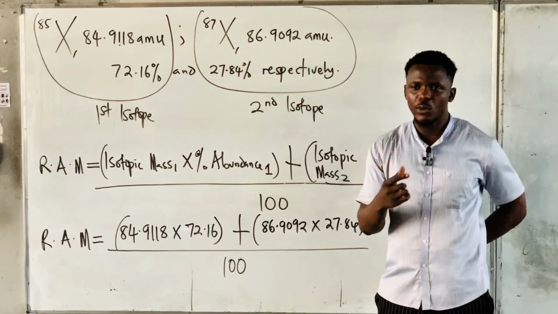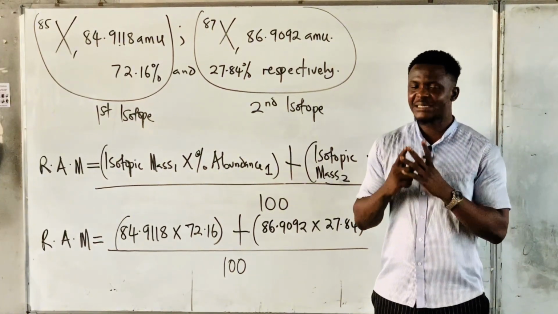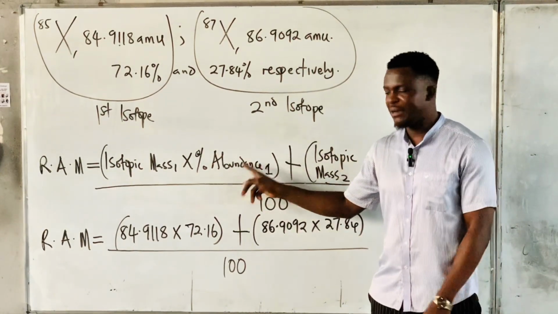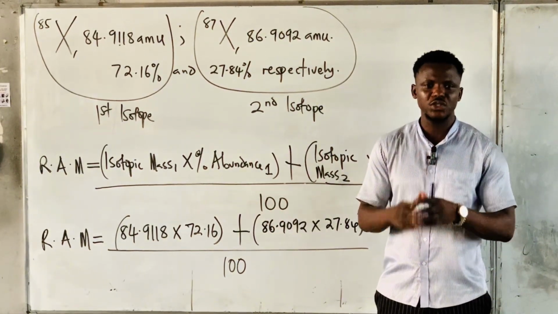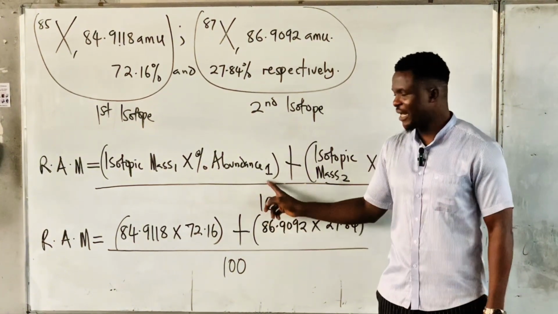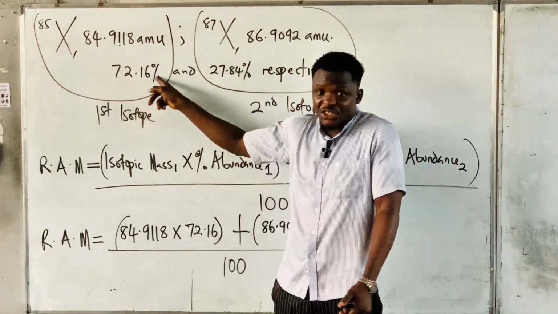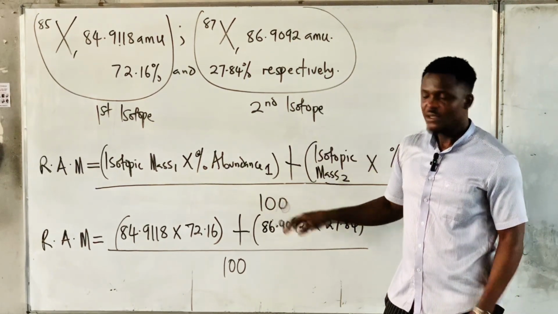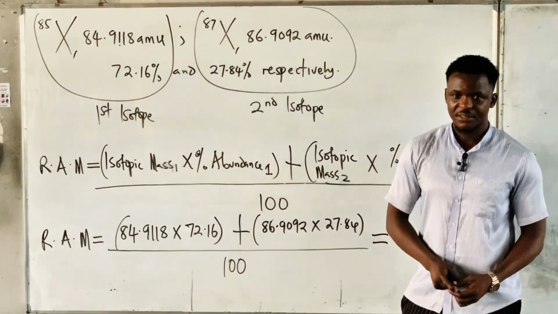Fractional abundance, when you add them up, is going to equate to 1. I repeat, percentage abundance, when you add it up, it will give us 100. That is why this formula is divided by 100. Fractional abundance, if you add it up, is going to give us 1. So, assuming it was fractional abundance, we would have said divided by 1. But since they gave us this abundance in terms of percentage, that is why we are dividing by 100. Right? So we proceed. Your calculator can do justice to this.